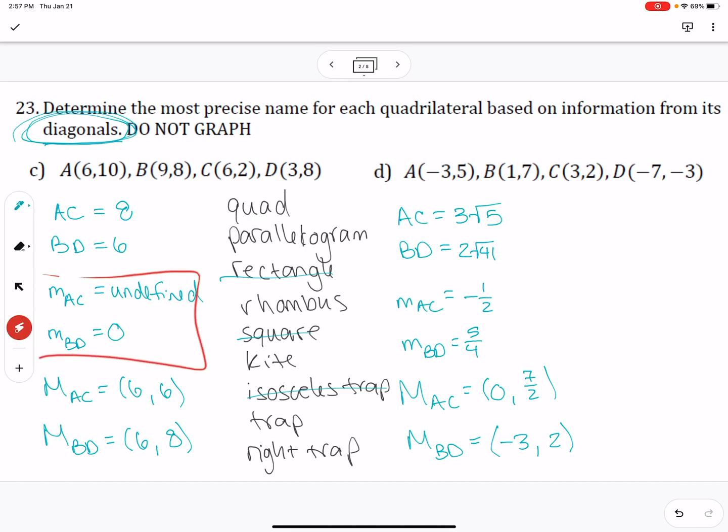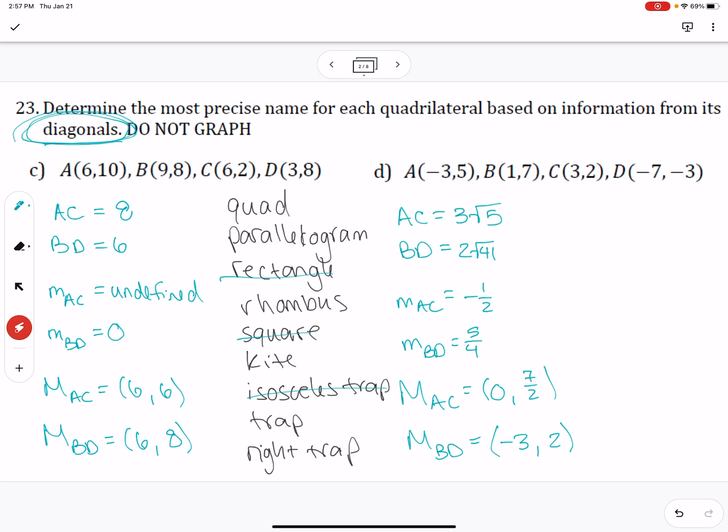This tells me a very interesting bit of information, that the diagonals are actually perpendicular to each other, okay? A line that has an undefined slope is a vertical line, and a line that has a zero slope is a horizontal line. So these are actually opposite reciprocals, giving me perpendicular diagonals.